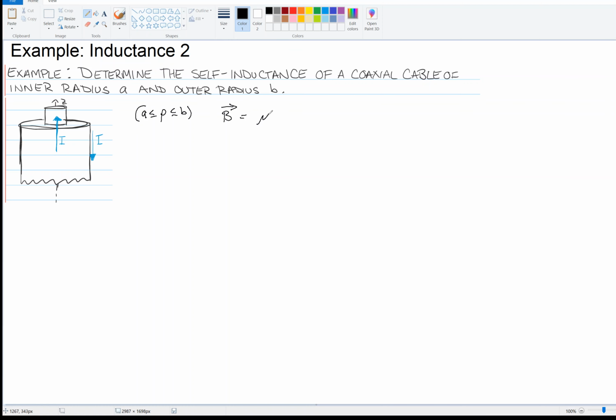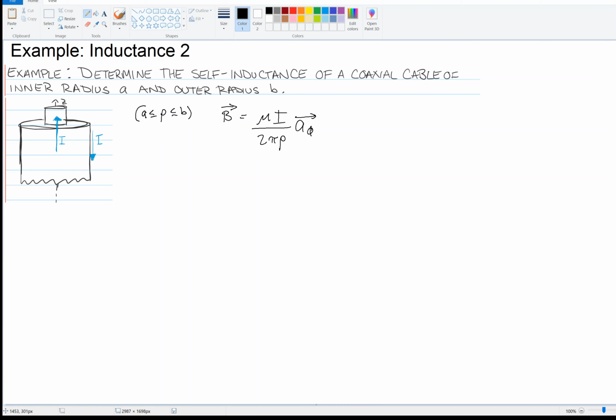Okay, so we're only going to consider this region, and we've calculated the flux density in this region before in a coaxial cable, and we found it to be mu times the current I divided by 2 pi rho in the phi direction. Remember that? You might want that on your note card, or you bunny ear it in your textbook, but you certainly don't have to memorize that. We found that in a previous example, and that's going to be related to the self-inductance.